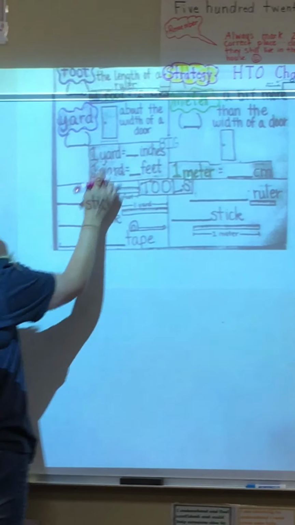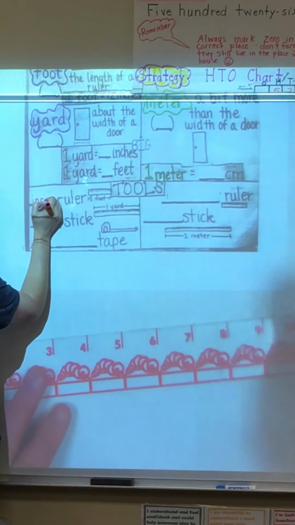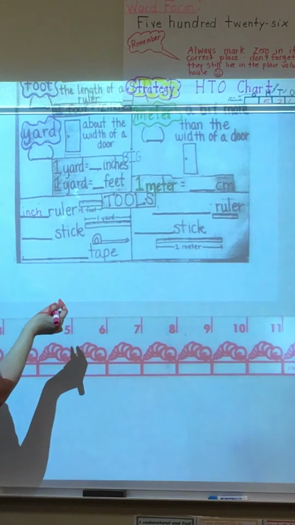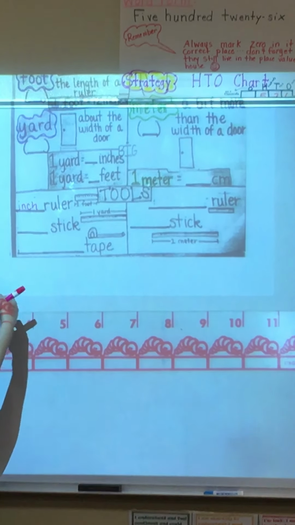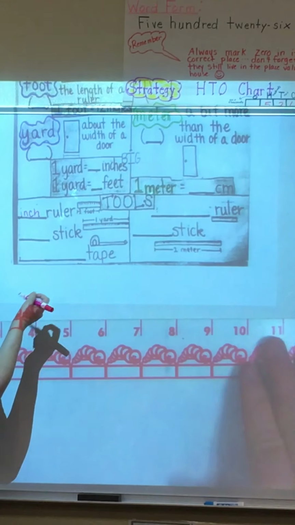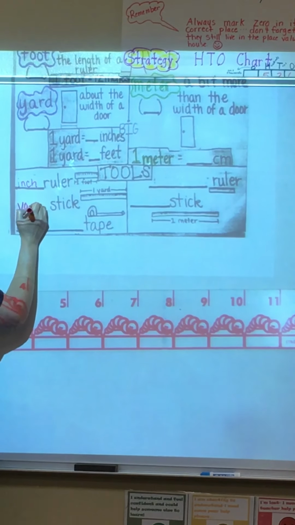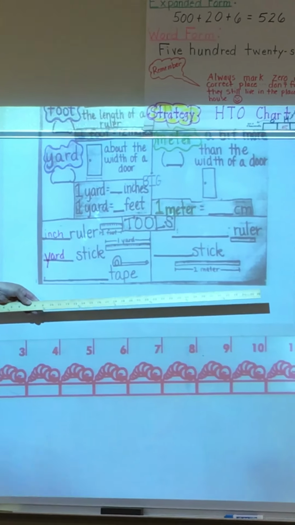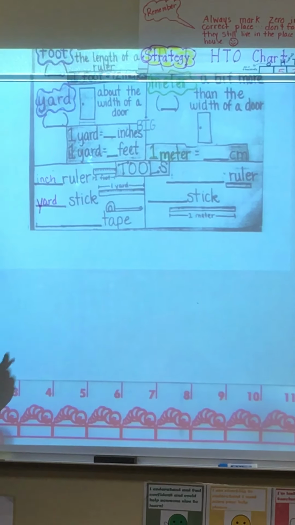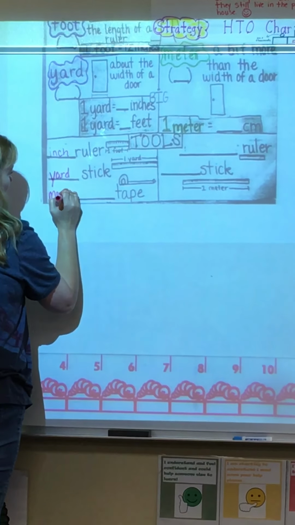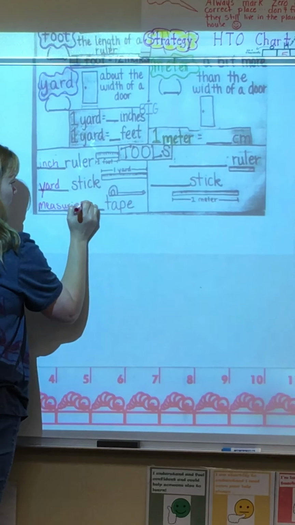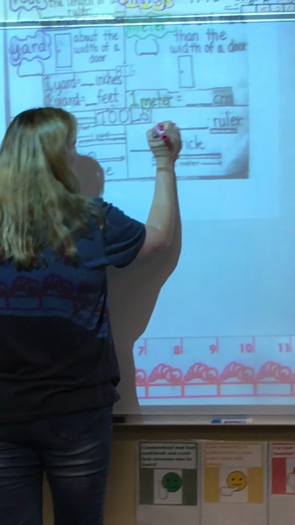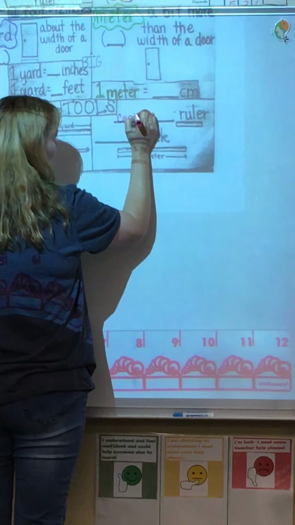All right, so we have an inch ruler. This one is our inch. Remember, it's about the size of a small paper clip, or the space between your knuckle. And then we have a yardstick. This one was our yardstick. You can also use a measuring tape. Those are for customary. Now for our metric, we have a centimeter ruler.